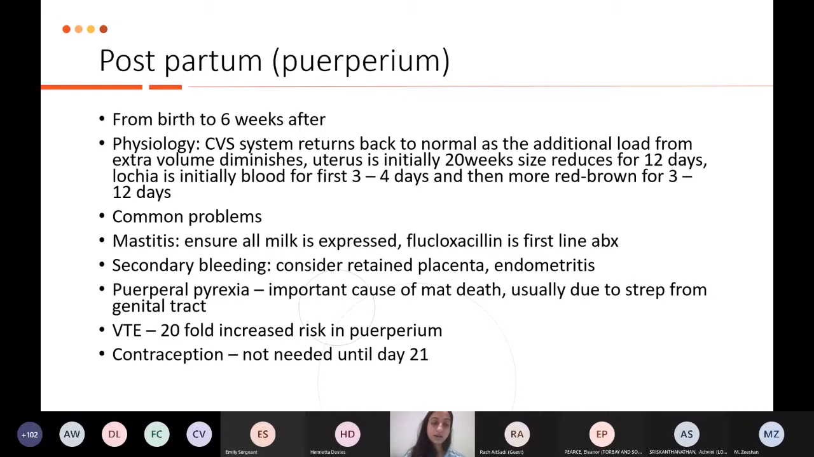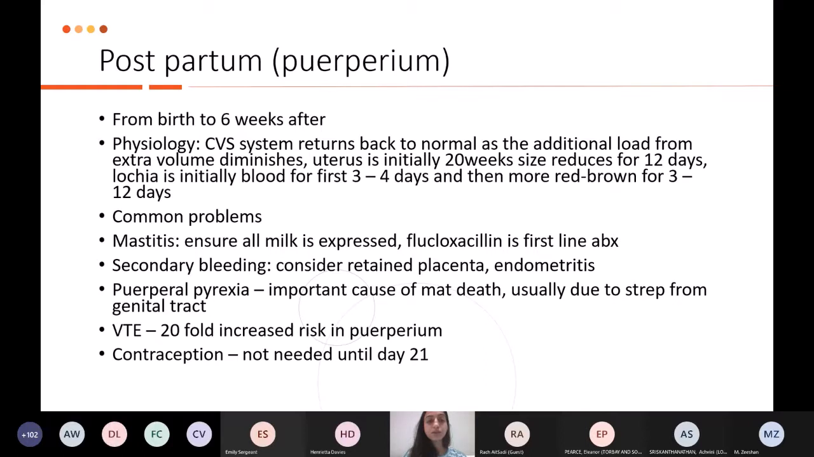We talked a little bit about secondary bleeding, so I'm going to skip over that one. One of the big ones that we definitely don't want to miss is puerperal pyrexia, or basically maternal sepsis. Between 2016 and 2018, 31 women in the UK died from sepsis. So it's quite a big thing in terms of maternal death that we talk about.